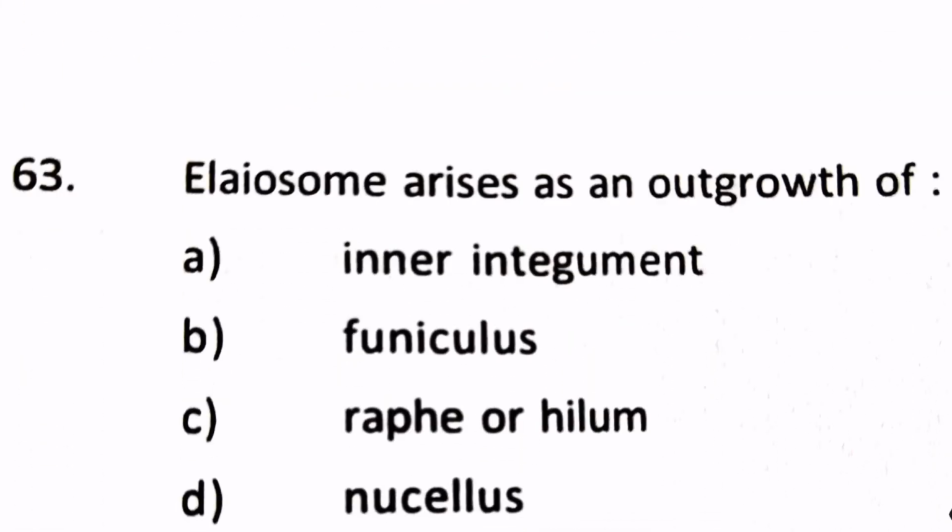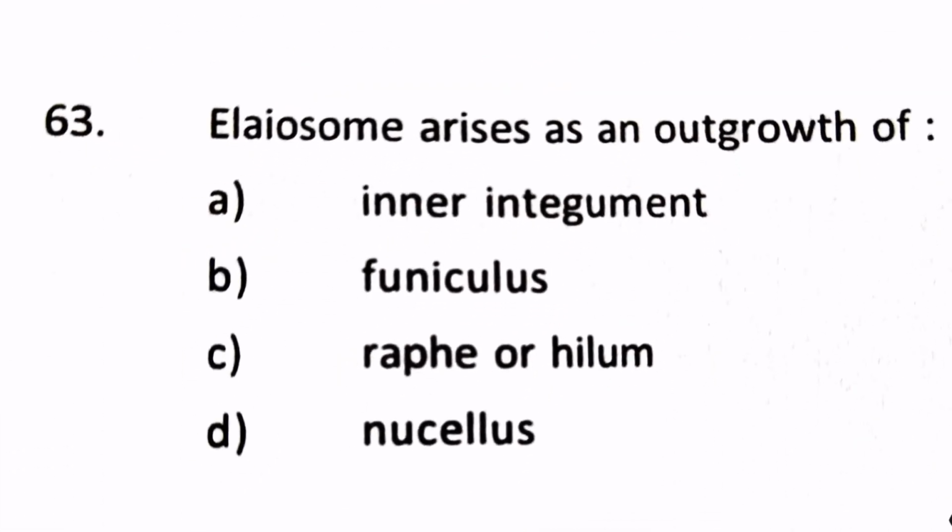Next question. Elaiosomes arise as an outgrowth of the seed. Elaiosomes are found in the seeds, which give nutrition to the seed.